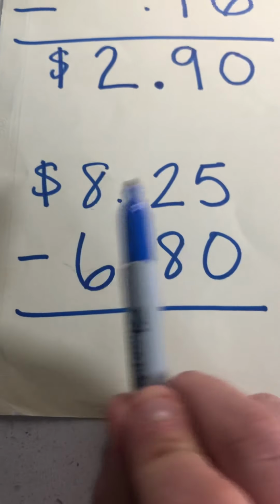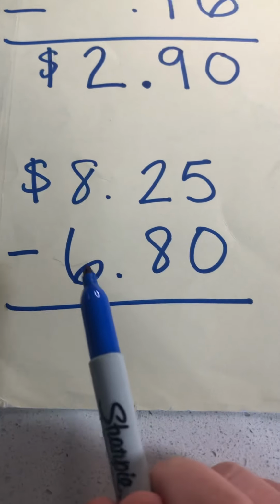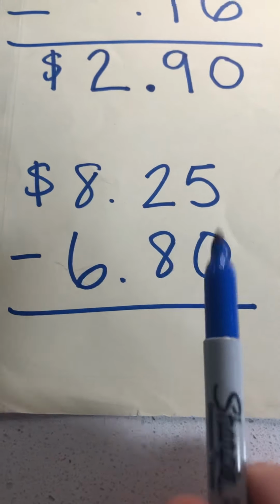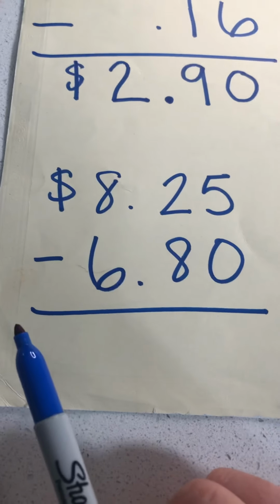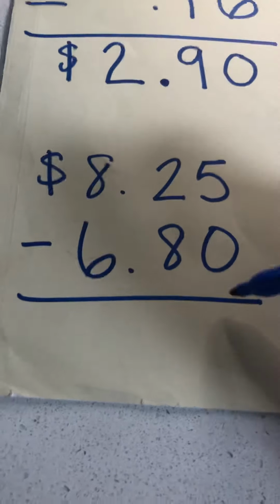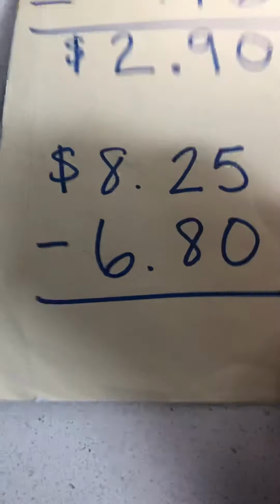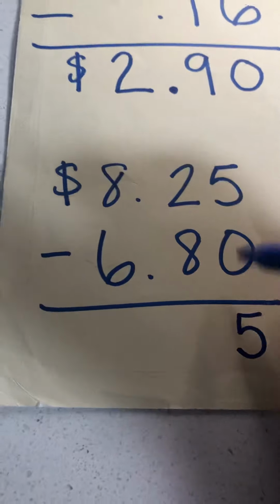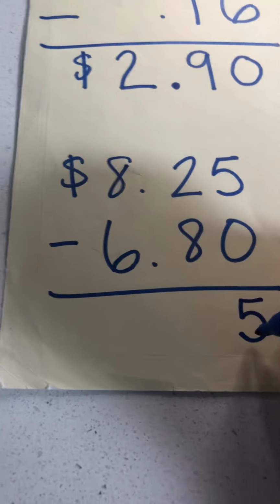Let's try this one. We have $8.25 minus $6.80. So, let's start here with our ones. 5 minus 0 will give us 5 because we have 5 and we're taking away none. We're still left with 5.